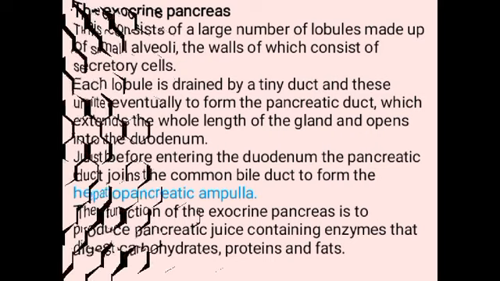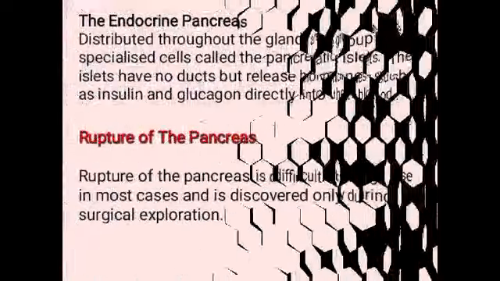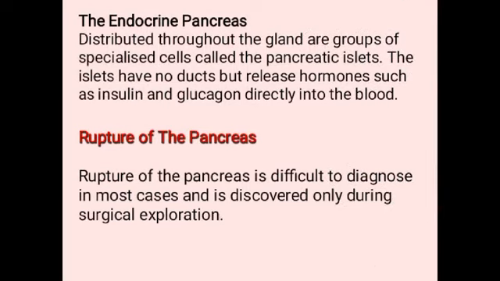What of when it comes to the endocrine? When it comes to endocrine, the pancreas contains specialized cells that we call pancreatic islets. These pancreatic islets do not have ducts into which they release their hormones.